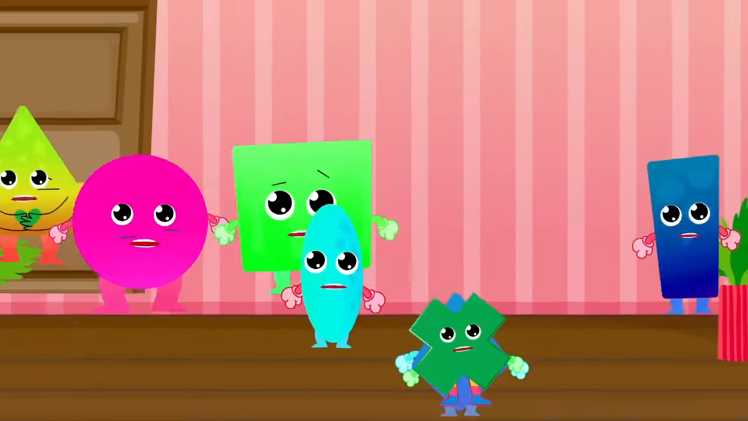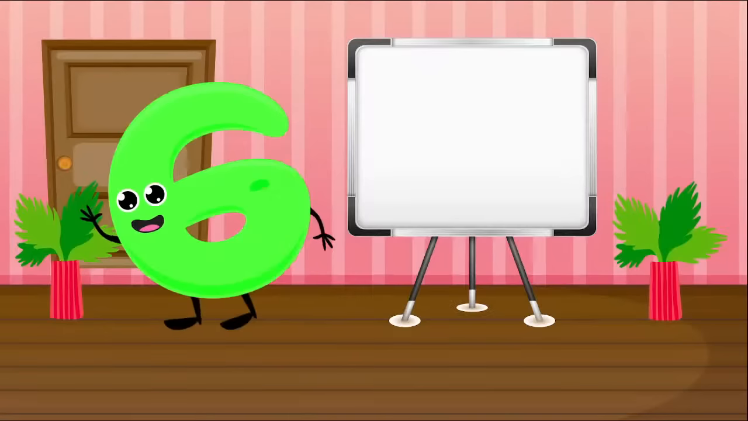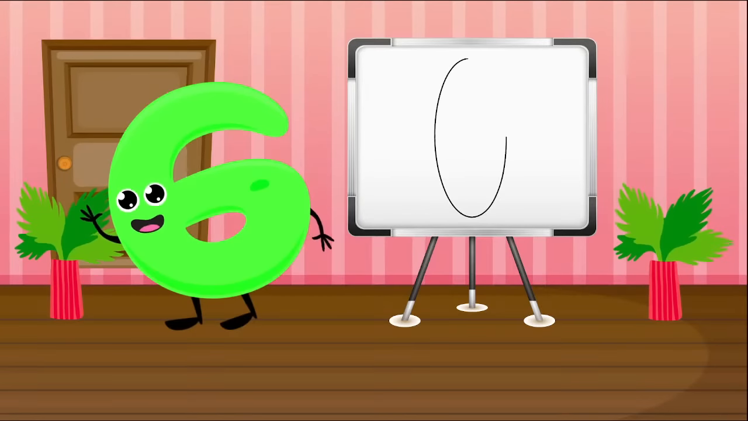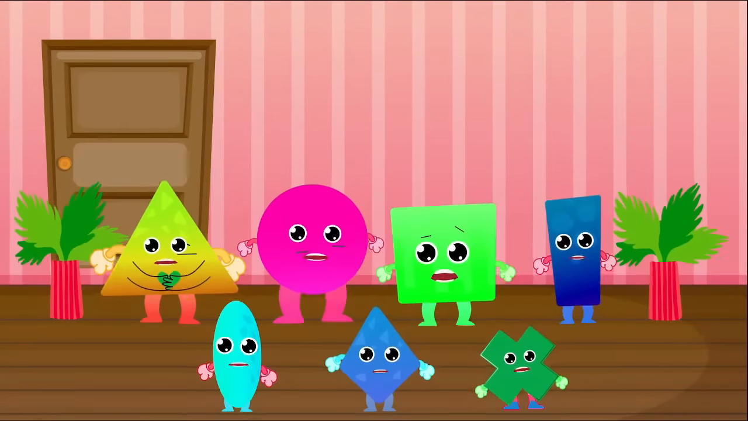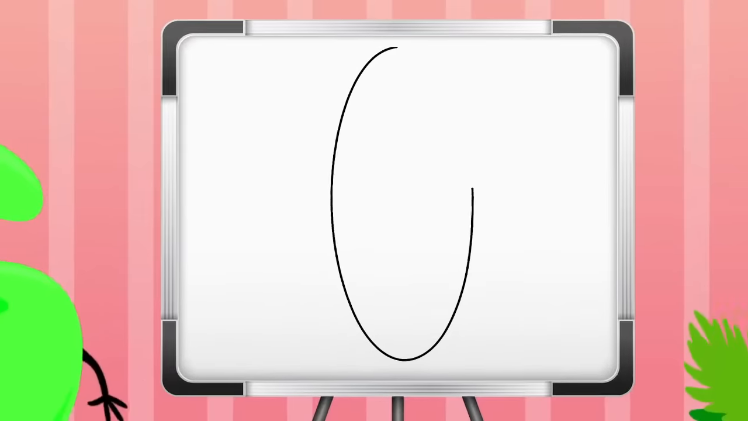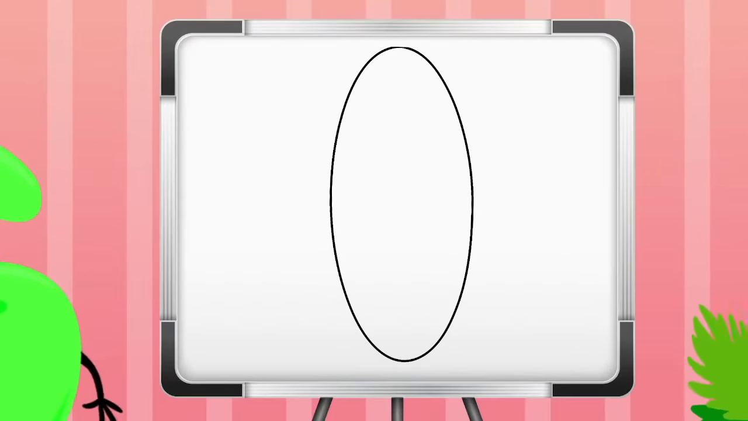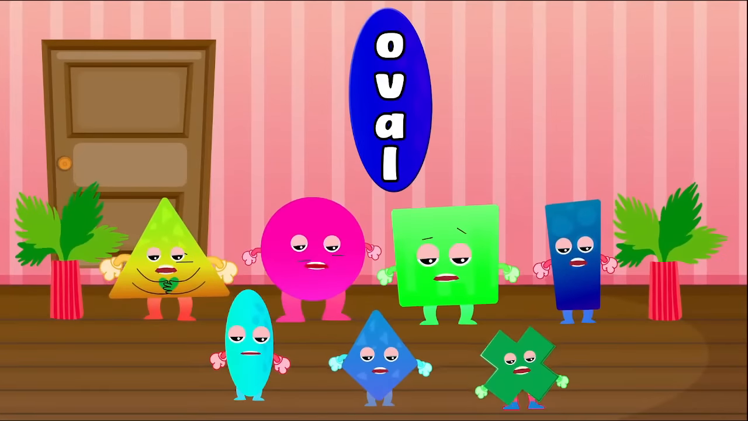Here we go. What shape is this? Can you tell the name of this shape? What shape is this? It's an oval shape. Very good. It's an oval. Can you show me an oval thing?